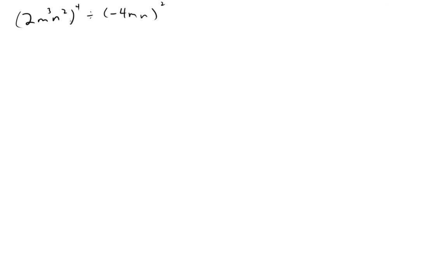The first step is to do the brackets, right? So we have 2 to the power 4, which is 16. And when we have a power to a power, we multiply the powers. So we have m to the power of 3 times 4, which is m to the power of 12. And then we have n to the power of 2 to the power of 4. So we have n to the power of 2 times 4, which is n to the power of 8.